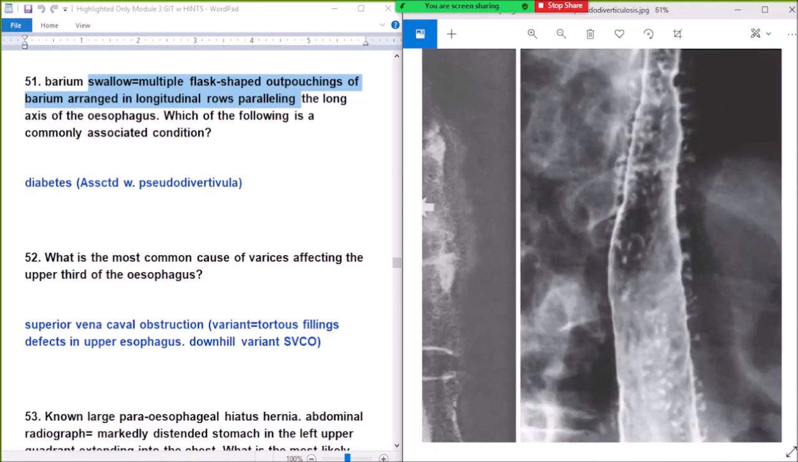Barium swallow shows multiple flask-shaped outpouchings of the barium arranged in longitudinal rows parallel to the long axis of the esophagus. It is associated with diabetes, and the diagnosis is esophageal pseudodiverticulosis.